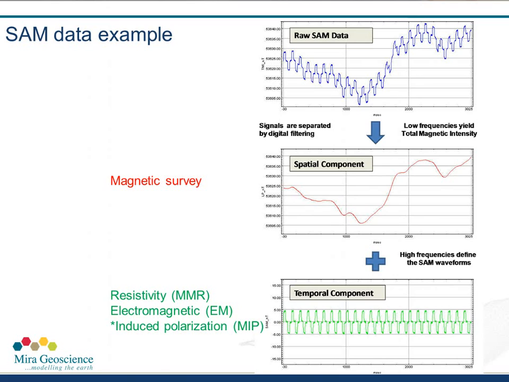So when you process the data, you can pull out your magnetic survey, so the total field, what you would normally collect in the mag survey. So just the smoothly varying magnetic field, Earth's magnetic field. And then you have your temporal component, which is the response to the active injection current or the transmitter input. And from these data, you're able to derive a number of data sets. Obviously your source, your Earth's field, mag, but also resistivity, EM, and induced polarization.